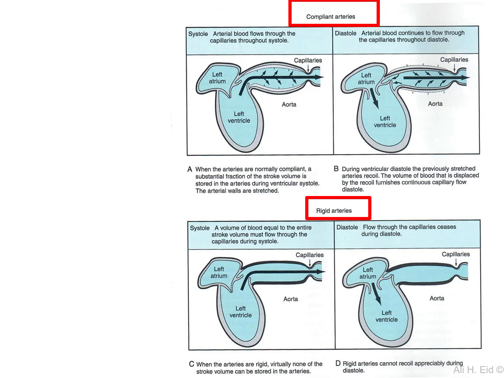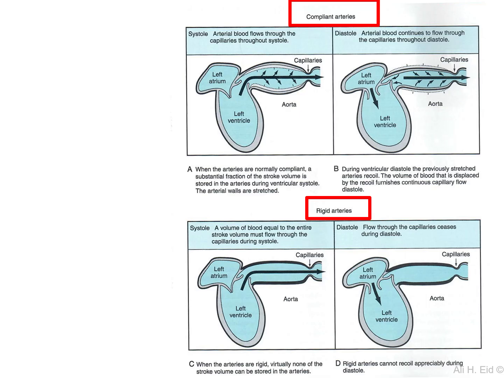Now we come to a very important application that is related to the compliance of the vessels, and we're going to focus on the aorta in this case. In the top part of the figure, A and B, we're talking about compliant arteries. During systole, the arterial blood flow is going through the capillaries throughout the whole systolic phase.